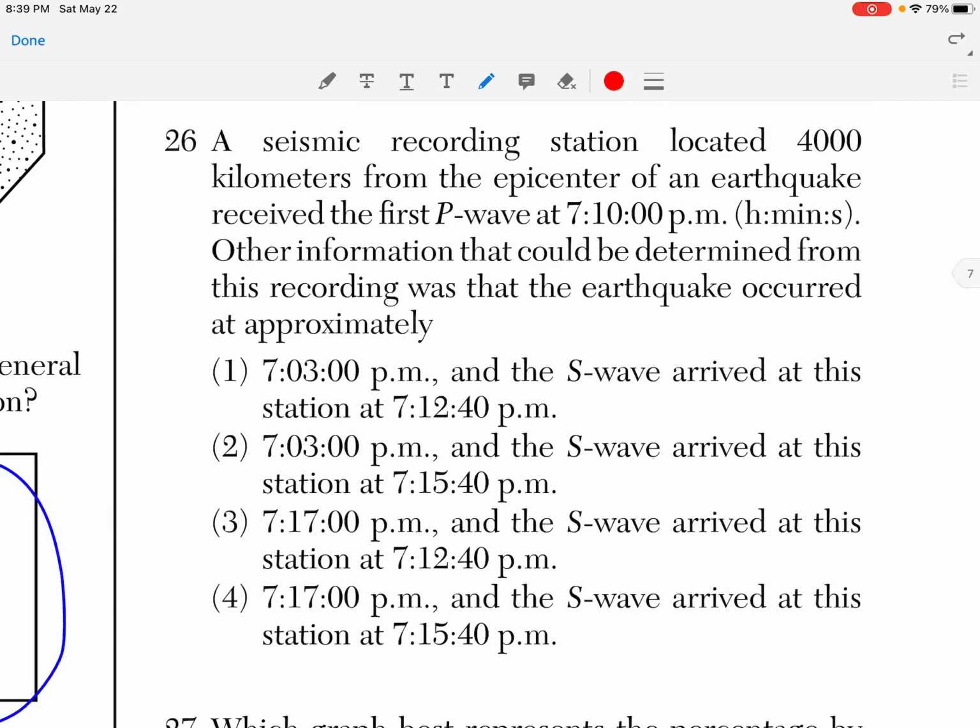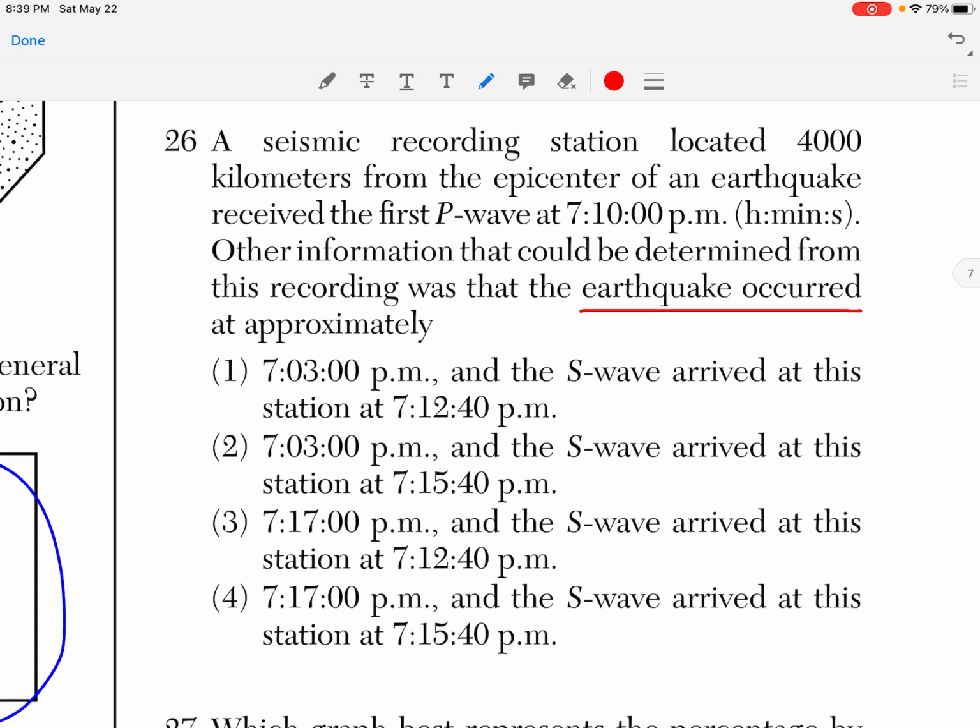All right, number 26 is a little bit of a tricky question. We're dealing with seismic waves traveling from an epicenter of an earthquake. It gives us a little bit of information, and we have to determine a couple of things. First off, we have to find out when the earthquake occurred, which is also called the origin time. And we also, in this case, have to figure out when the S wave arrived, as is indicated by some of the answers here.